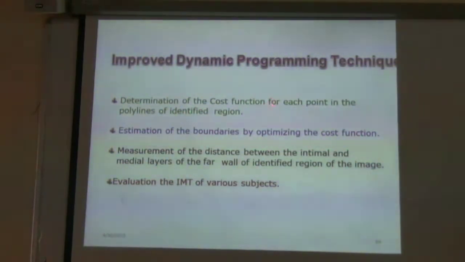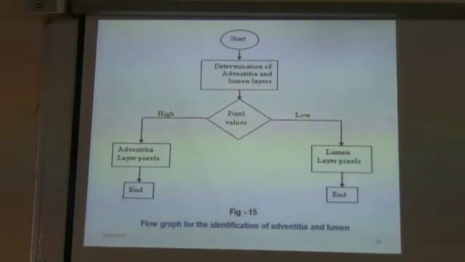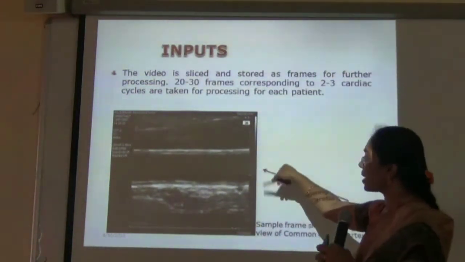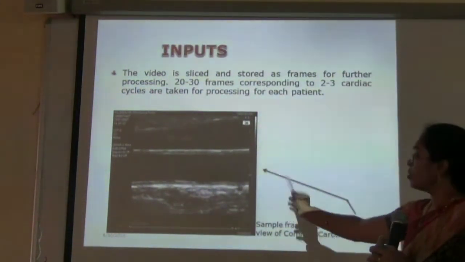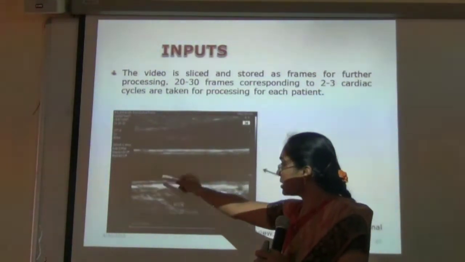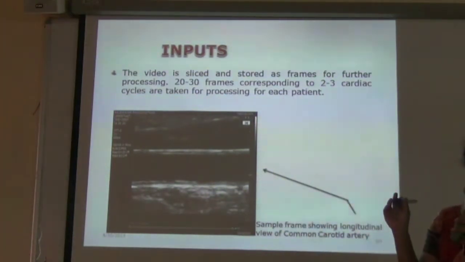Determination of the cost function of each point in the polylines of the identified region. What is the determination? Go to that picture. Yes, see that one. This is an entire part of an image. So as per that improved dynamic programming, both the median and plus sign shaped filter have been used, from left to right.